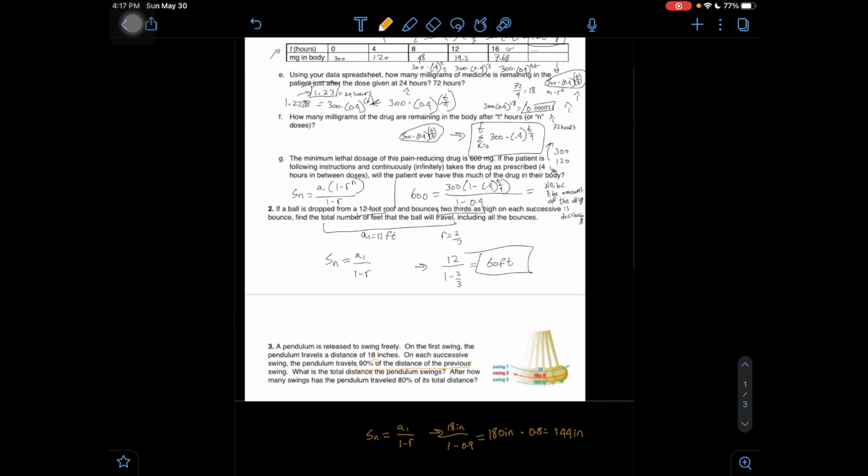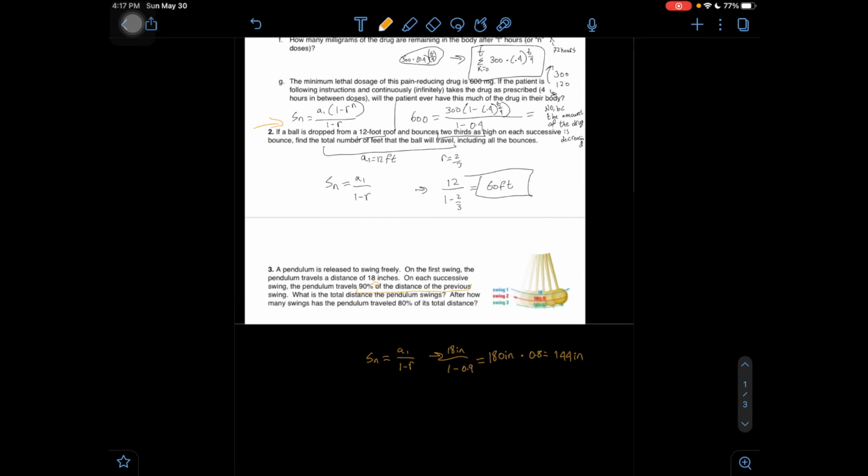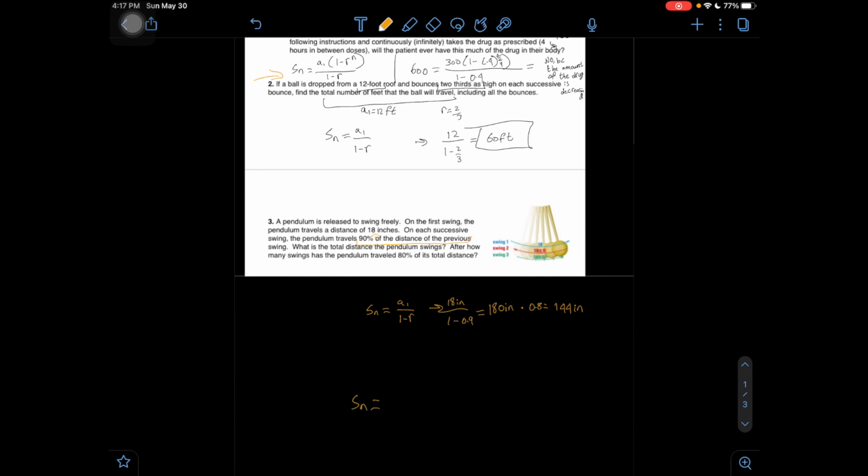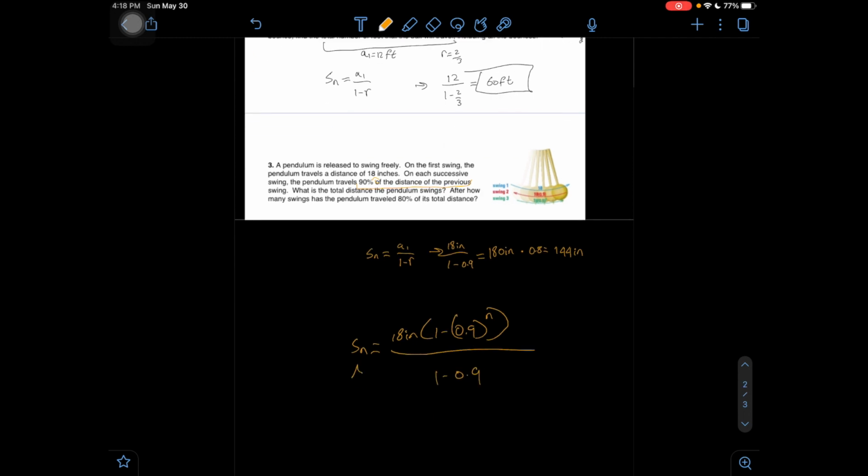Now we're going to use the finite equation. So we have S subscript n equals a1, so a1 is 18 inches, times 1 minus our r value 0.9 to the power of n, over 1 minus 0.9. We know that S subscript n is 144 because that is the distance we want to travel. And this is where it's finite, because this is what it's asking for. When has it traveled 80% of the total distance? The total distance is 180, and 80% of that is 144.